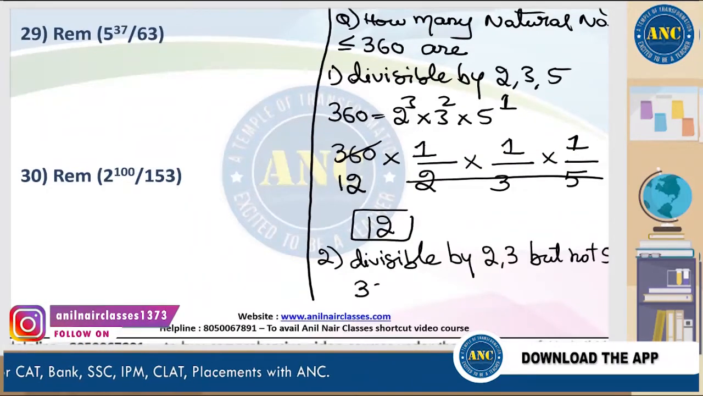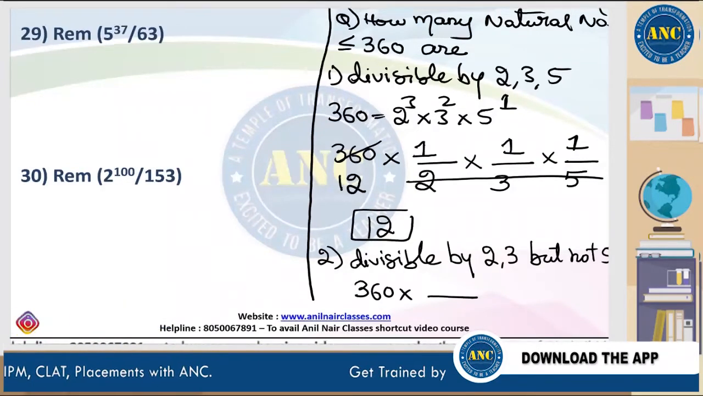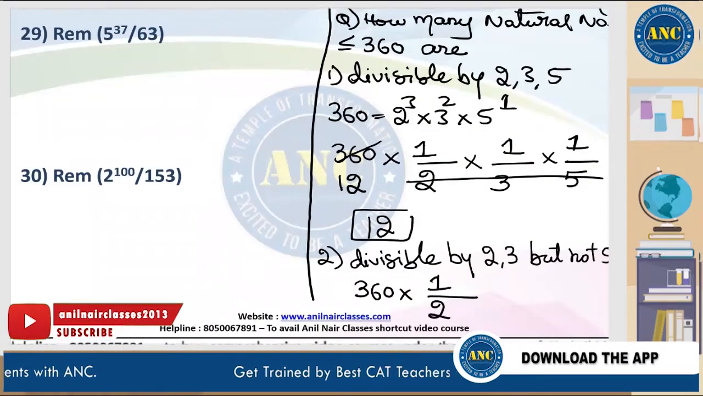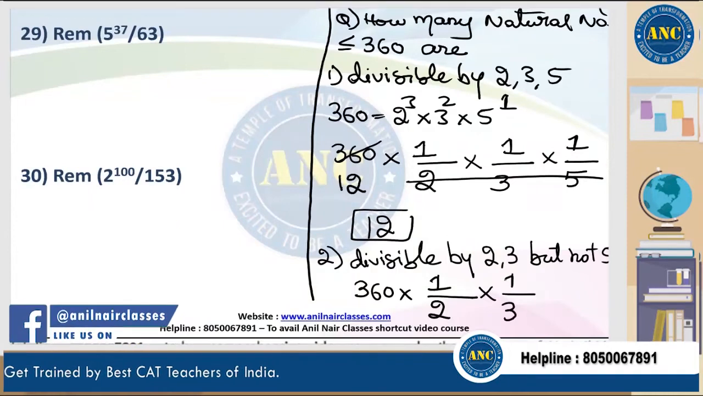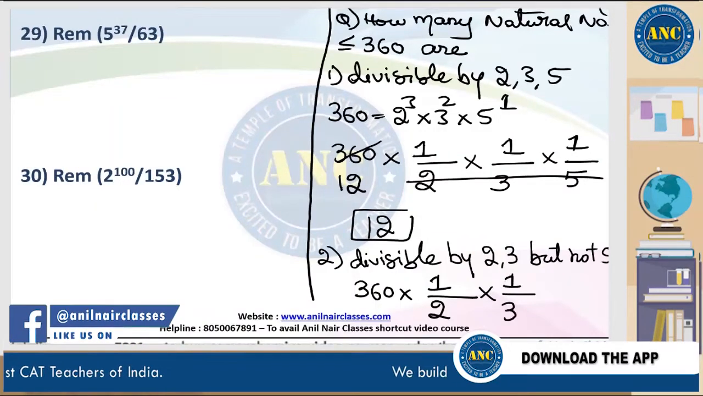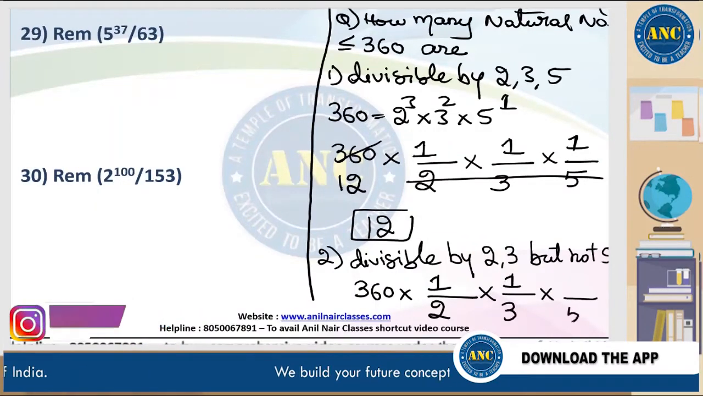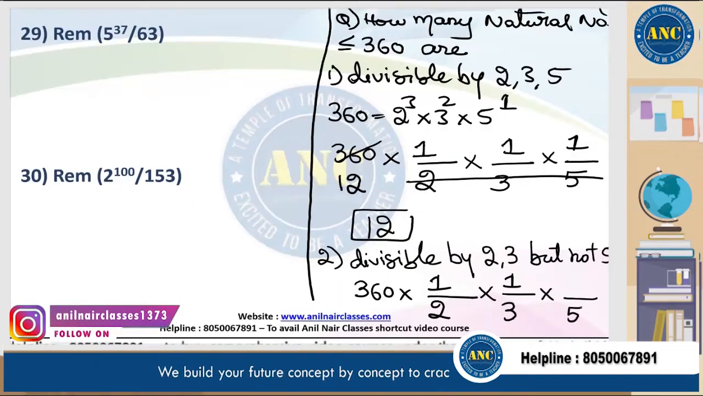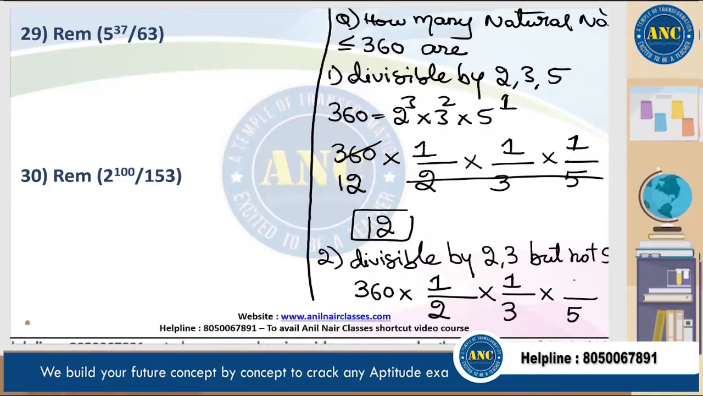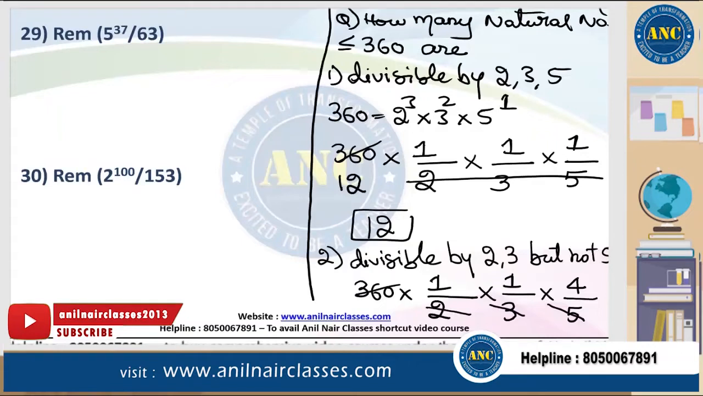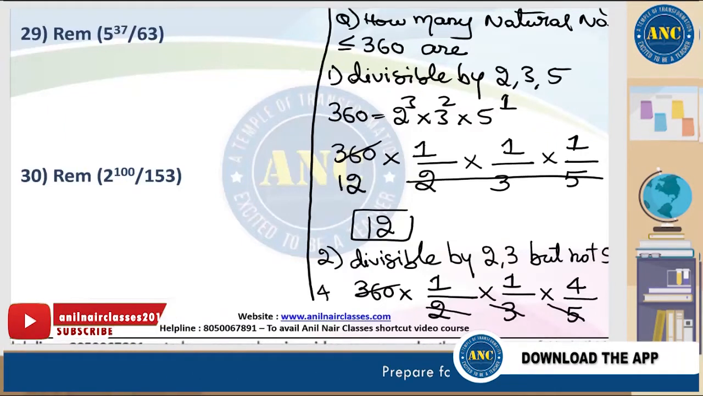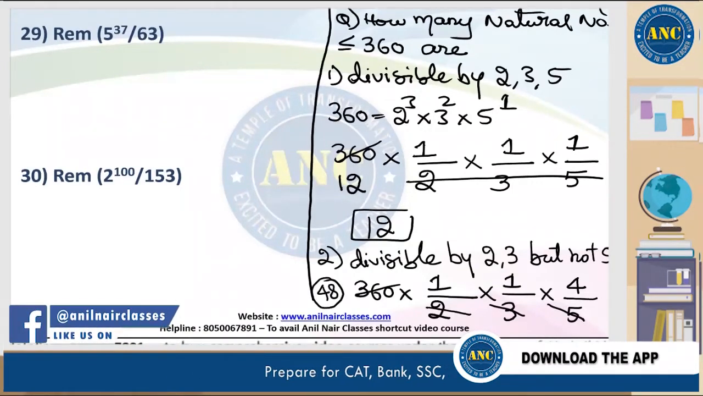Out of every 360 numbers, for every two numbers, one number is divisible by 2. For every three consecutive numbers, one number is divisible by 3. For every 5 consecutive numbers, one number is divisible by 5, but not. That means out of 5, one number is divisible, 4 are not divisible. 6 5s are 30, 30 12s are 360, 12 4s are 48. I hope it is clear.